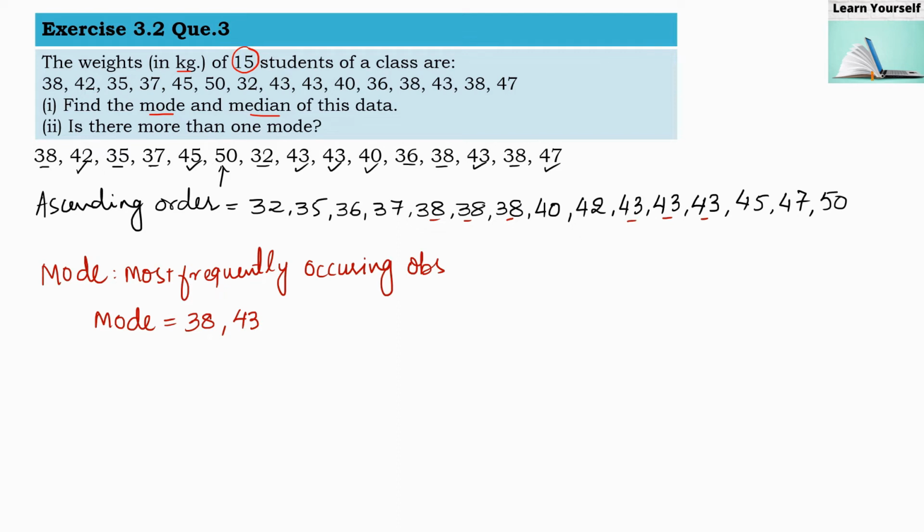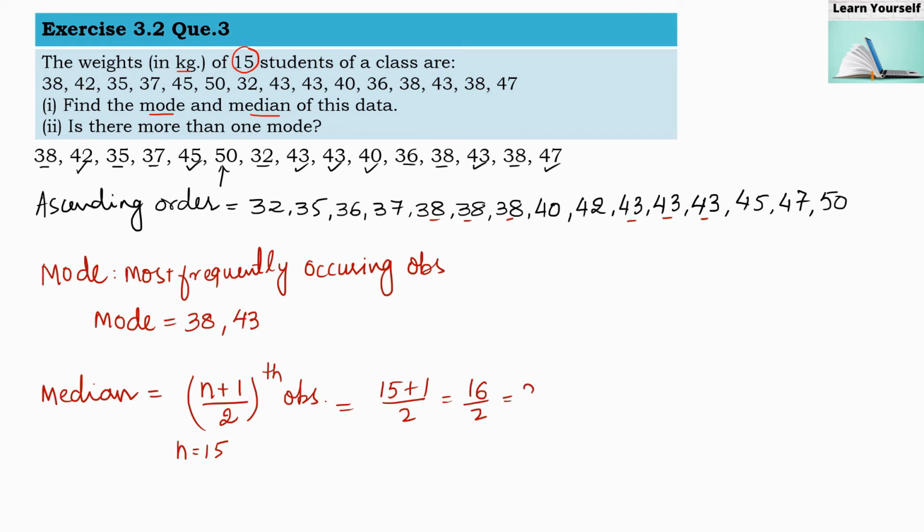Now let us find out the median. How are we going to find the median? For the median, we have the formula (n plus 1) divided by 2. The value we get gives the position of the observation that will be our median, where n equals the number of data. How many data are there? 15. n equals 15. So here we write (15 plus 1) divided by 2. It gives us 16 by 2, which equals 8. So the 8th observation will become our median.